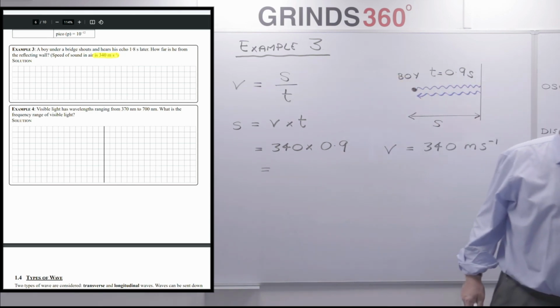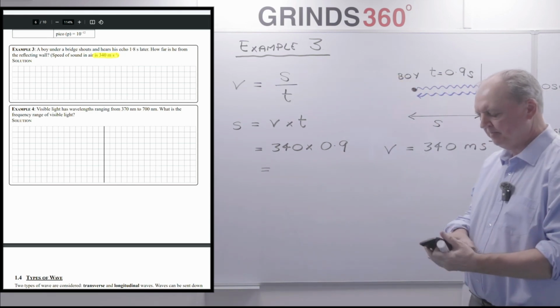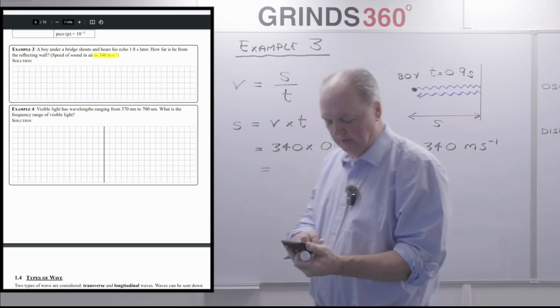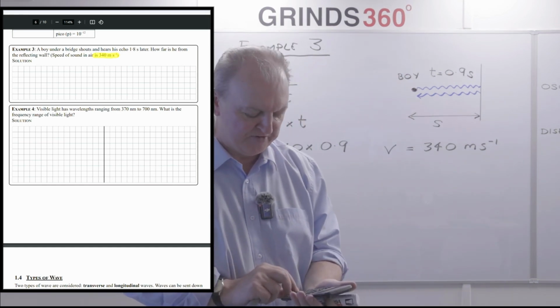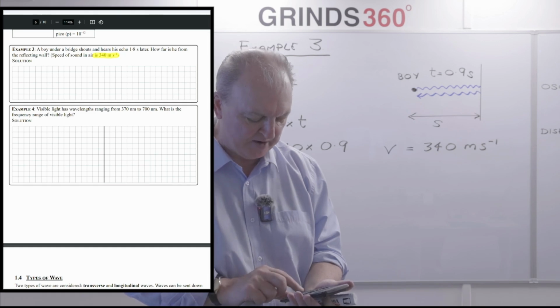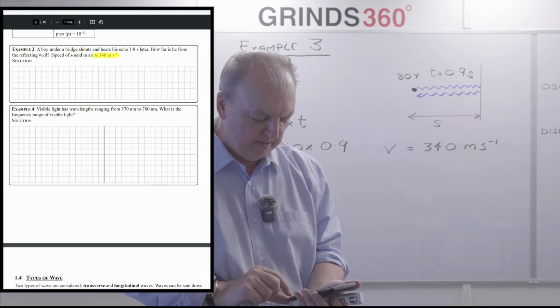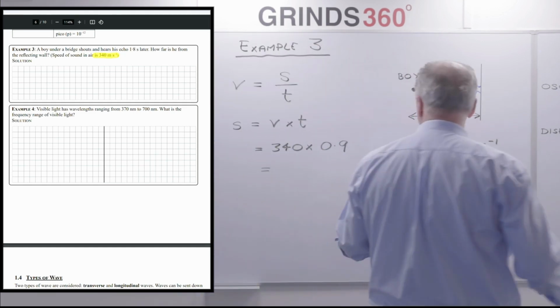I'm going to put that into my calculator. 340 multiplied by 0.9. Always have your calculator out during these classes. Be an active learner. Don't just be watching me doing it. And I get 306 meters.